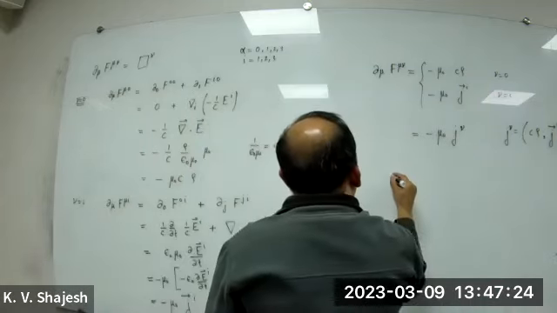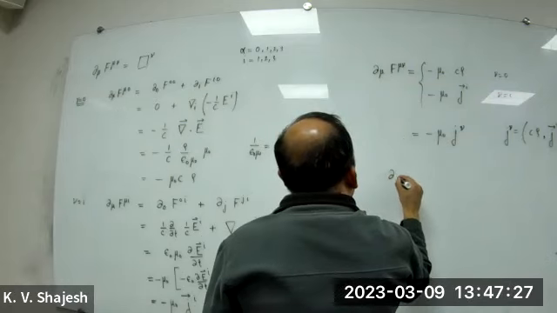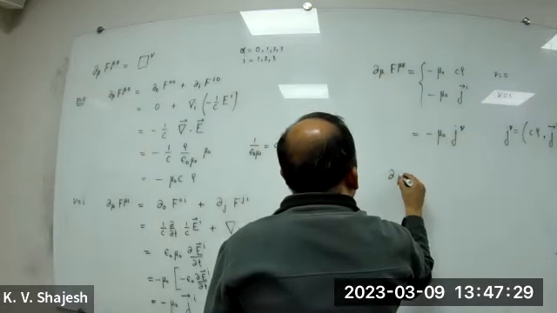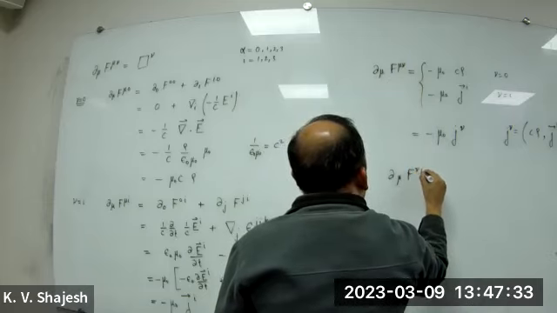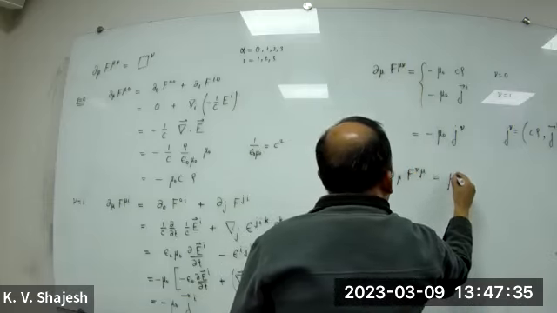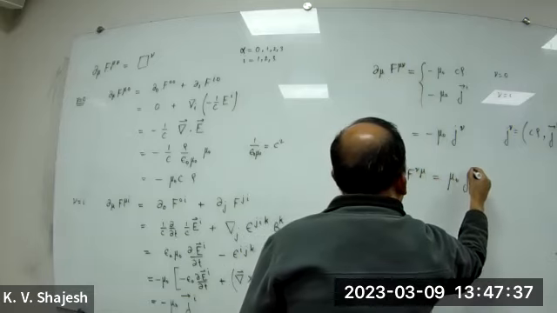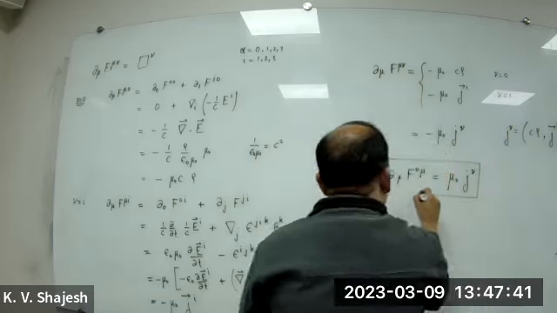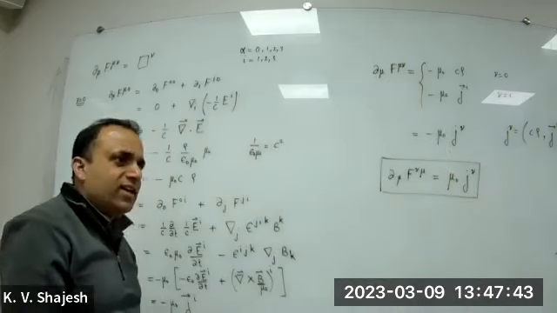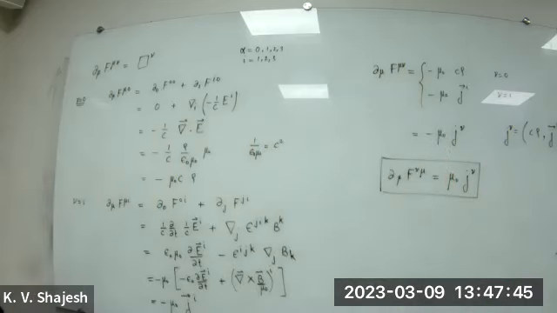Often this is written as del_mu, flip the sign here, F^{mu nu} is equal to mu naught j^nu. Right, that's your Maxwell's equation in index notation, or the 4-index notation.